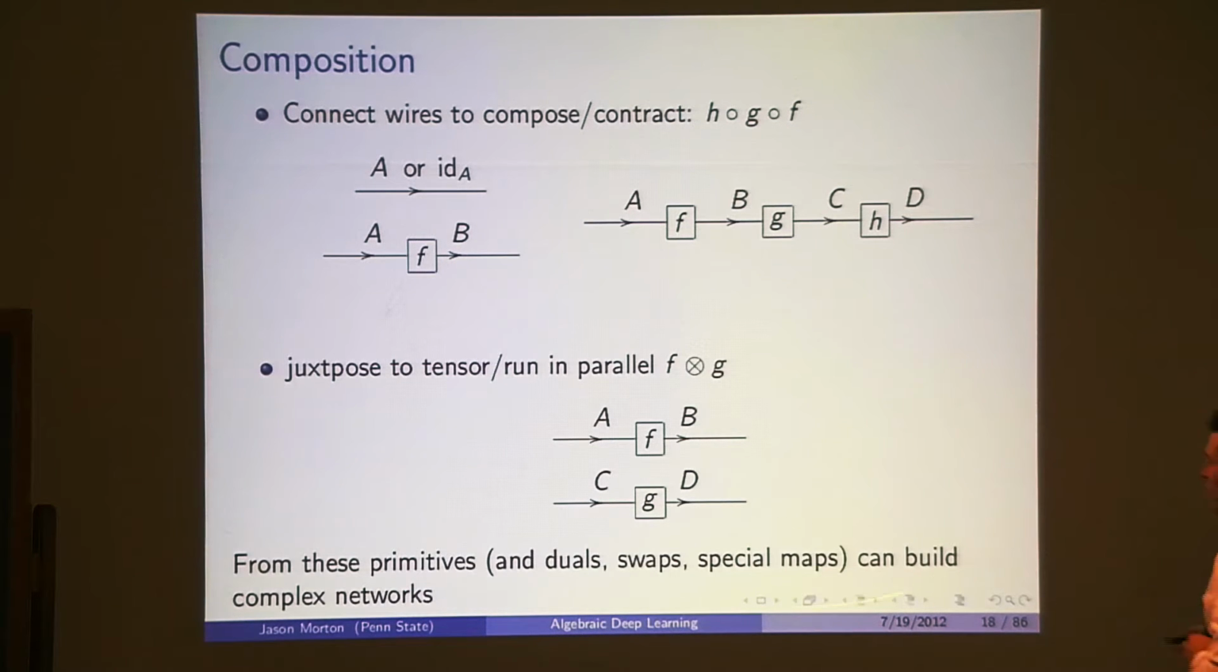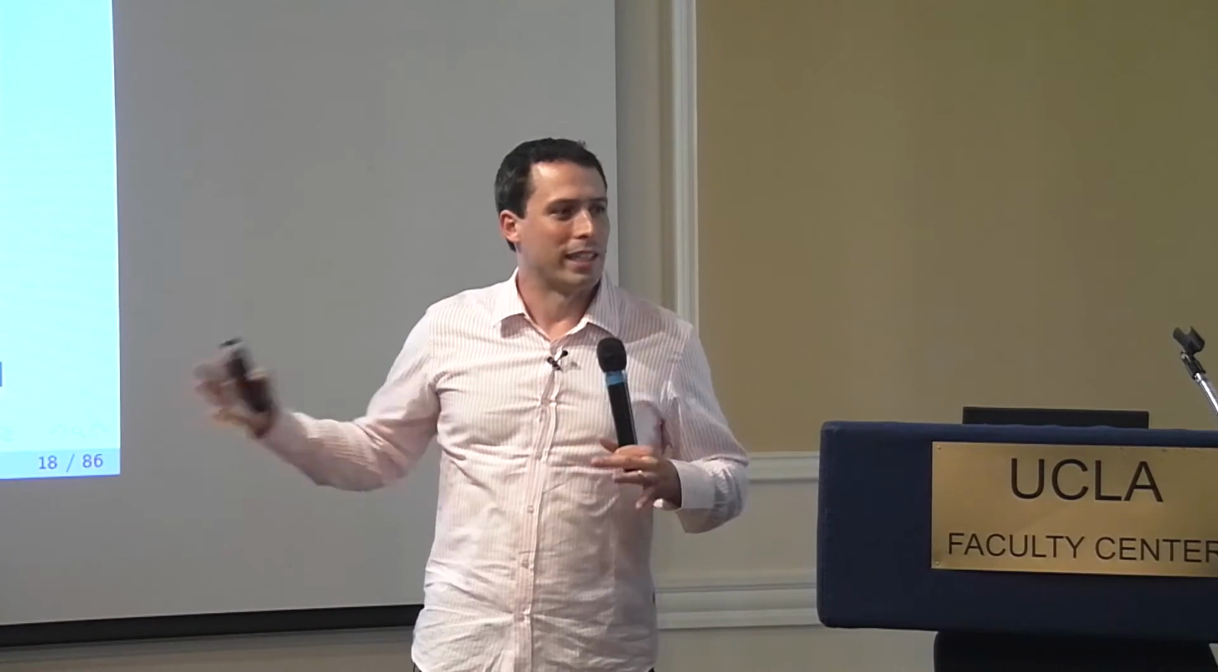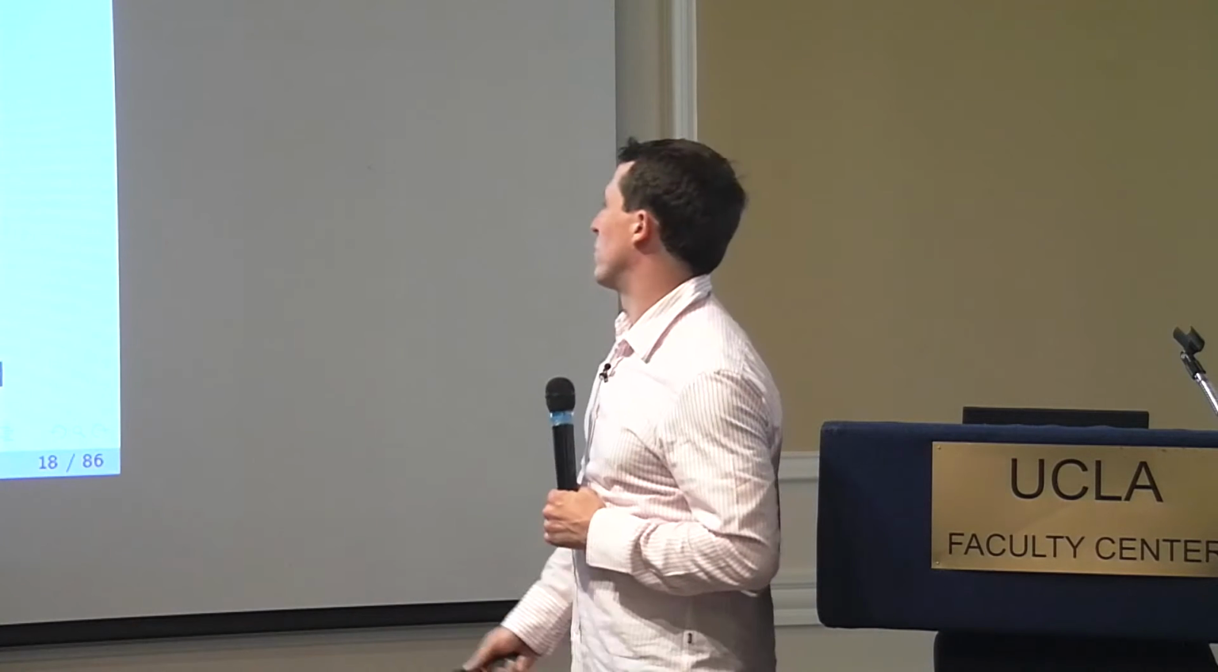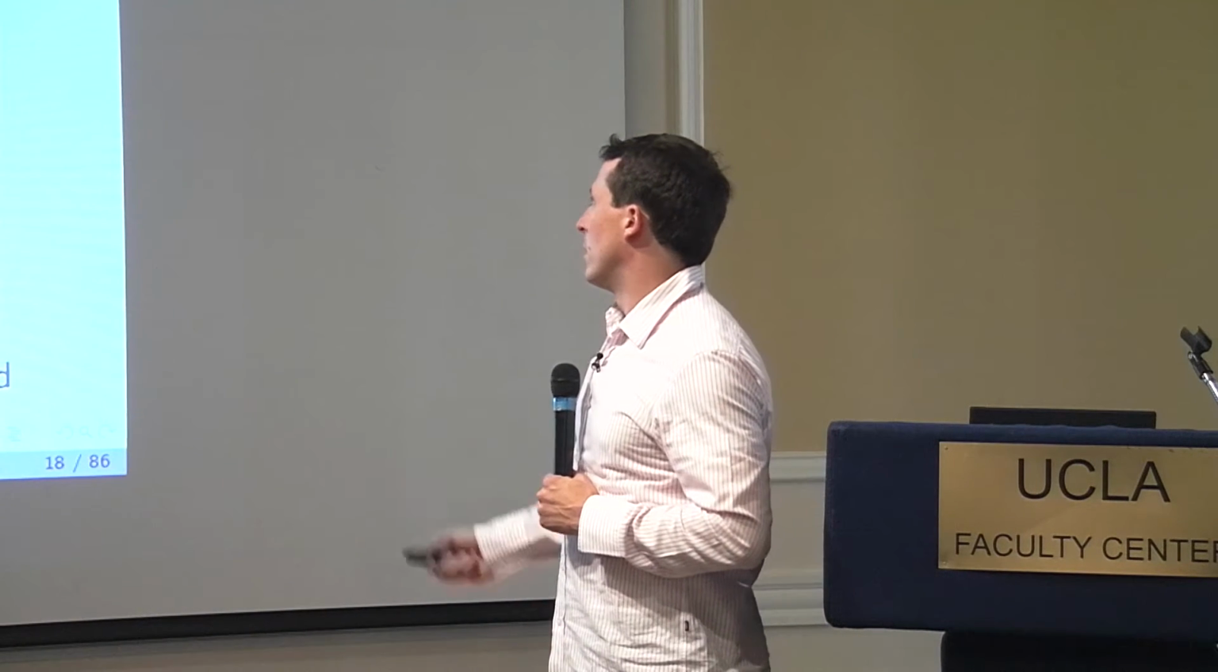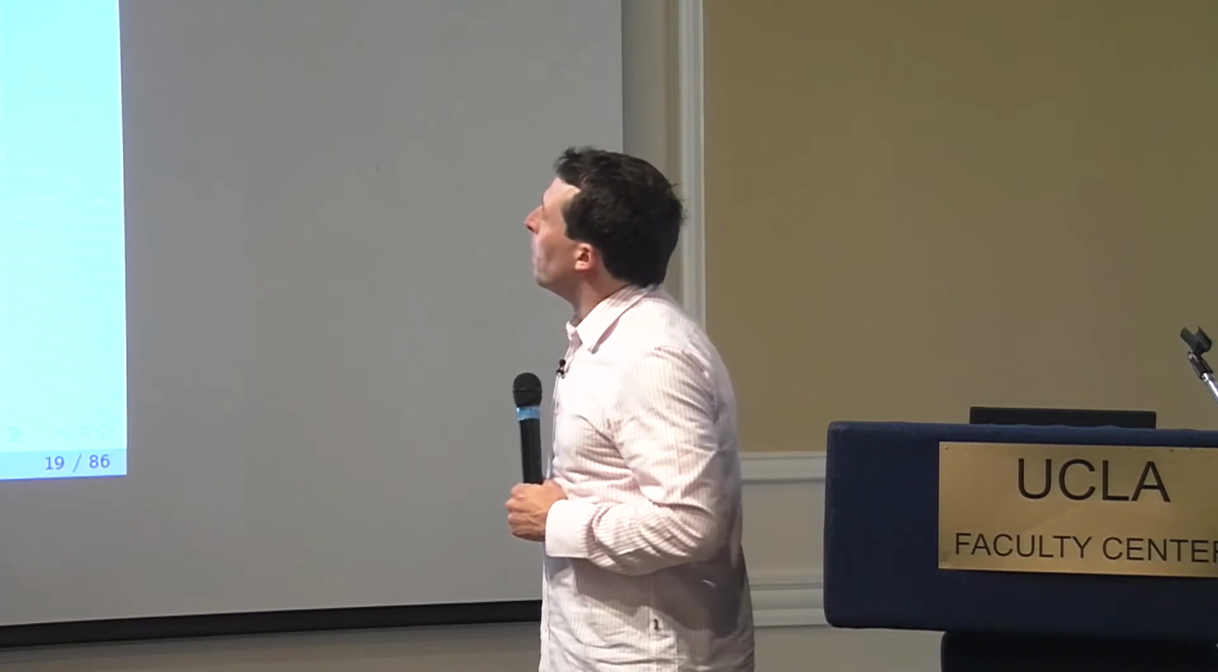And from these primitives, and maybe some other primitives, depending on what you want to represent, you can build up some kind of complicated looking network that would make the lady in the front happy.